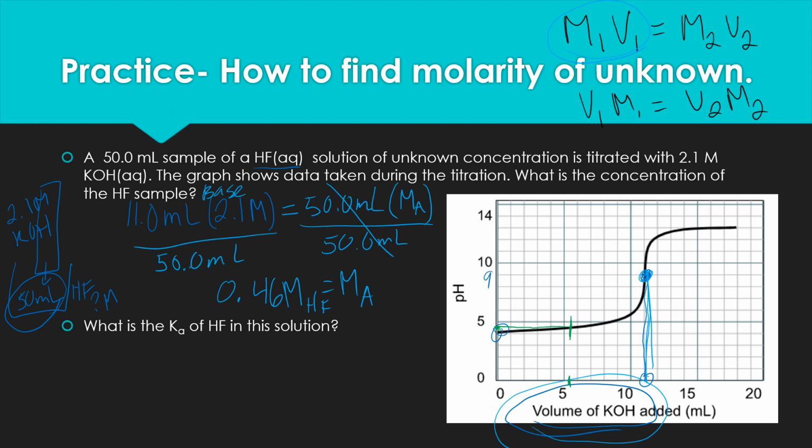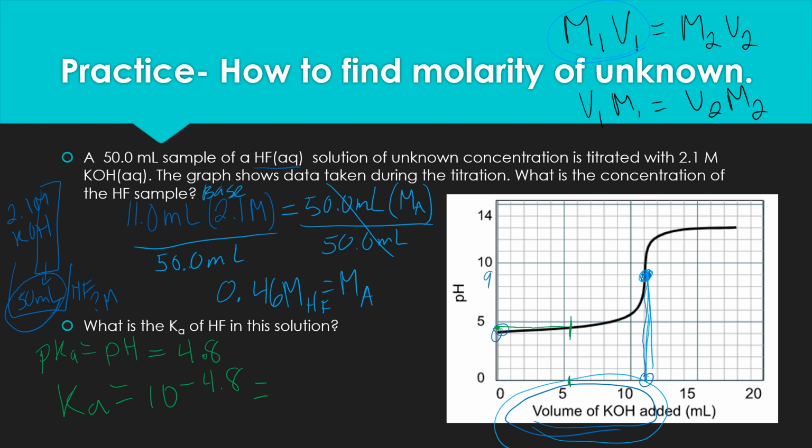So I would say the pKa equals the pH at that point, and I'd say that's about 4.8. Maybe 4.7 or 4.8. All right, so if I want the Ka, I'm going to do 10 to the negative pKa. So 10 to the negative 4.8.